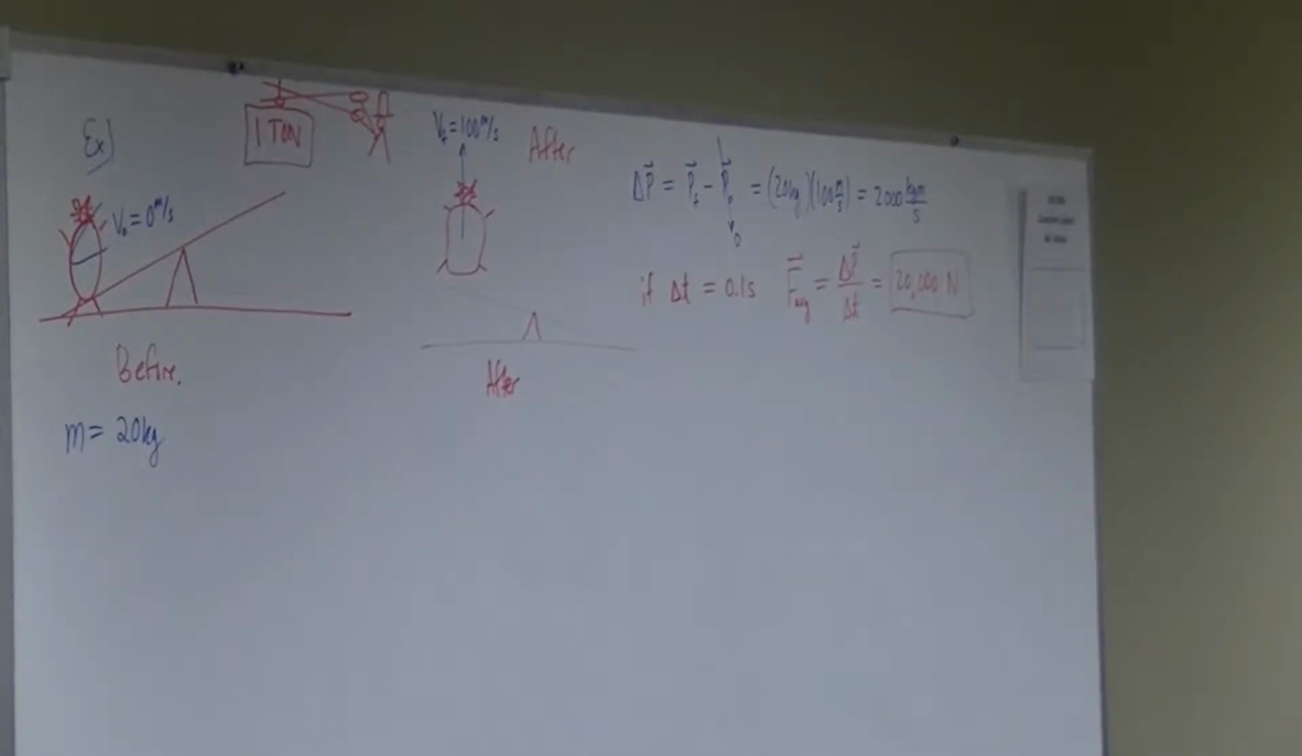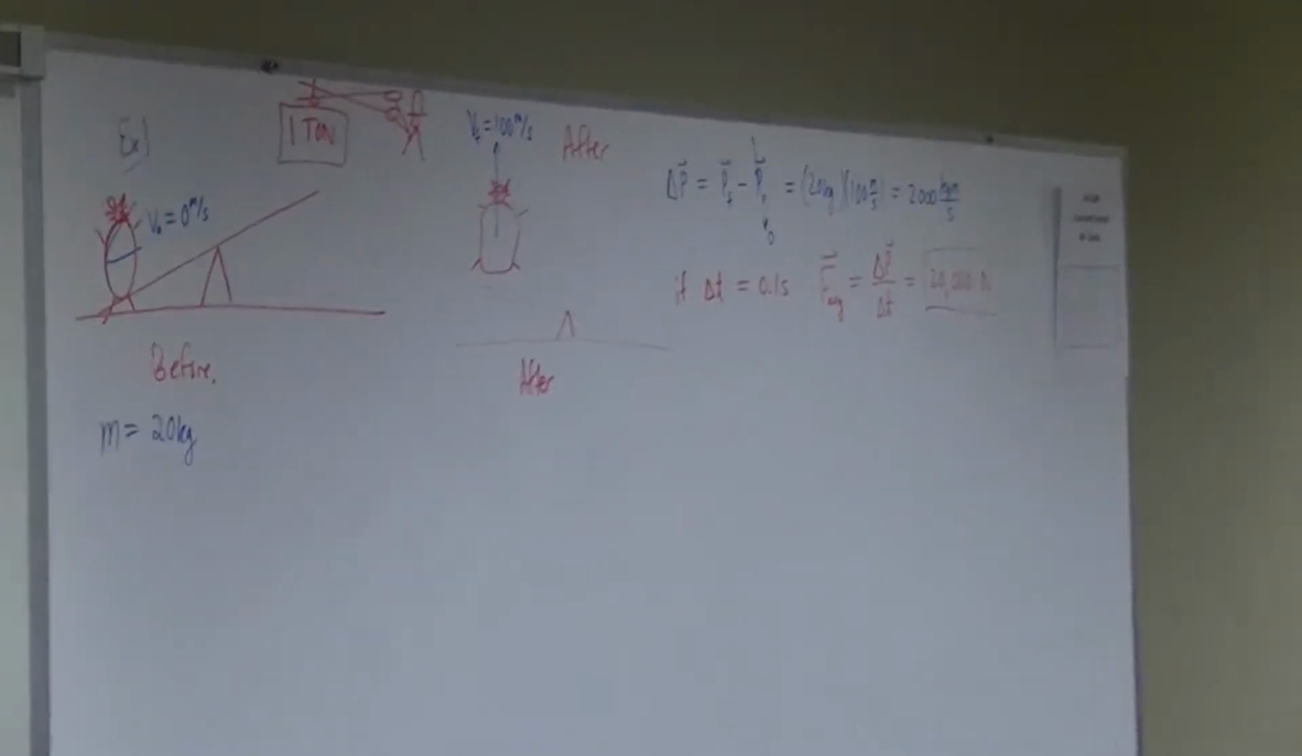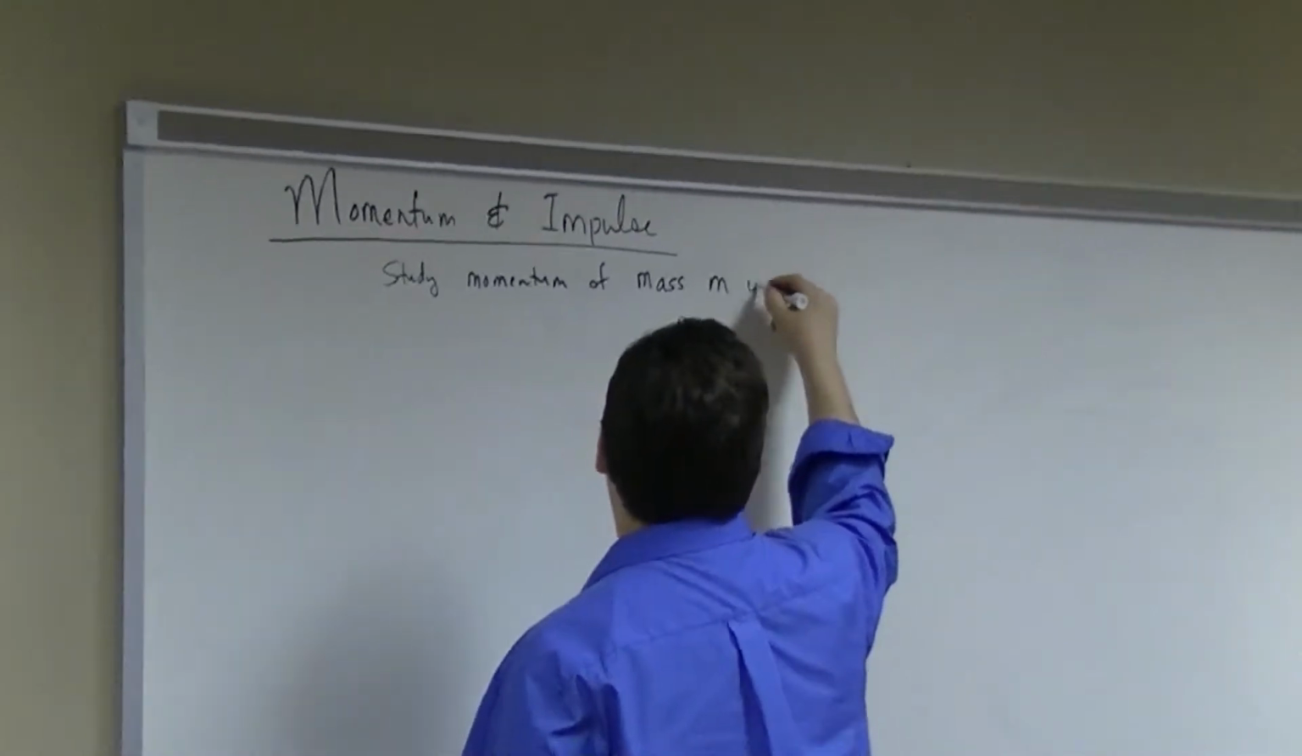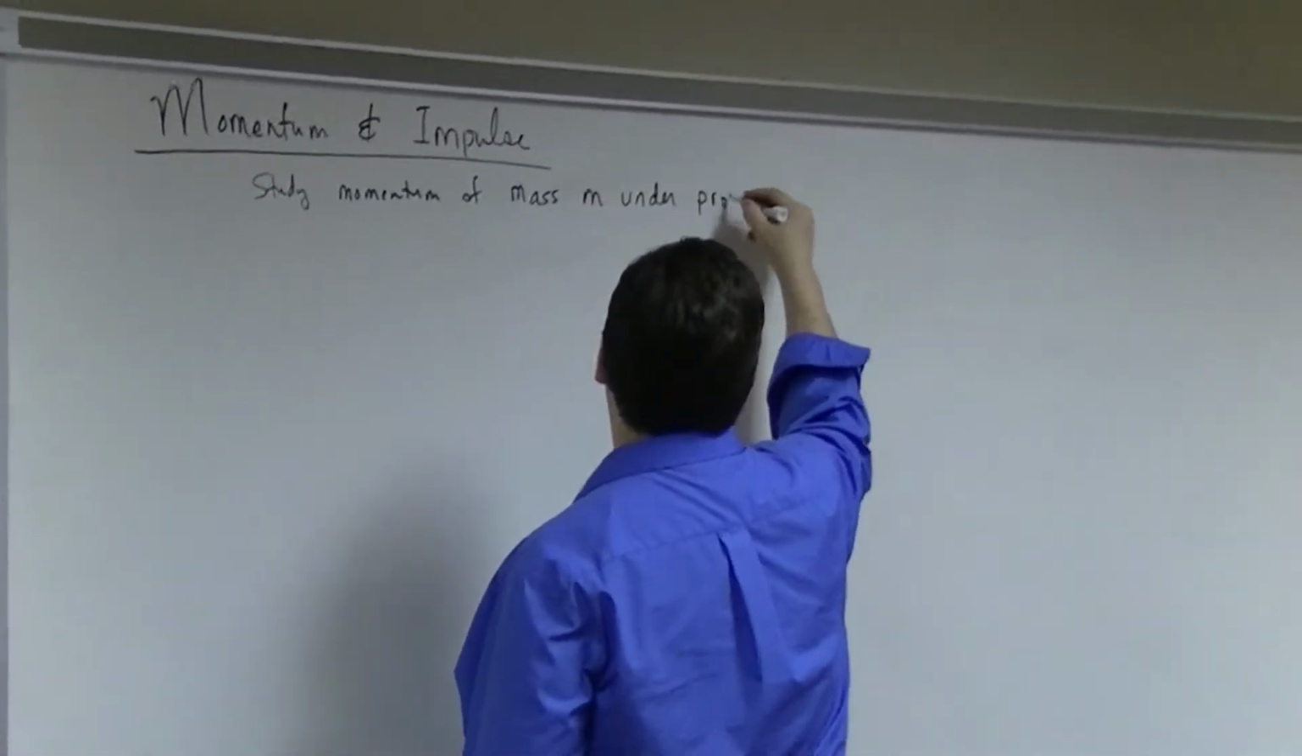Okay, so is momentum conserved? Is the momentum for a particle conserved? I think the question basically boils down to, is there a force that's acting on the particle, and is there enough time for that force to change the momentum? Let me show you an example where there is enough time for it to change the momentum. It's a problem we've already studied. I'm just going to study it now from the perspective of momentum. So let's study momentum of mass M under projectile motion.